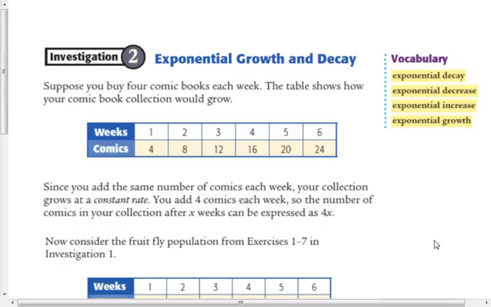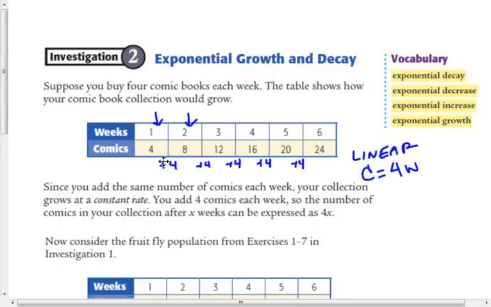This first example here, this comic book collection, each time we're adding 4, which means this is growing at a constant rate. When that happens, that's a linear situation. And the equation for this situation would be, notice that the number of comic books is just 4 times however many weeks we have. So it would just be comics is equal to 4 times however many weeks.